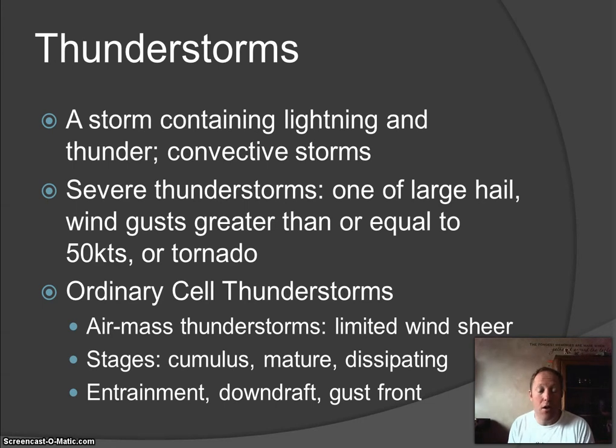Severe thunderstorms are ones with large hail, wind gusts greater than or equal to 50 knots, or a tornado. Ordinary cell thunderstorms are air mass thunderstorms, with limited wind shear. That means not much change in wind direction with height or speed. The winds throughout the atmosphere are relatively light. The stages are cumulus, basically convective, then the mature stage, and then dissipating. There's an entrainment, a downdraft, and a gust front.